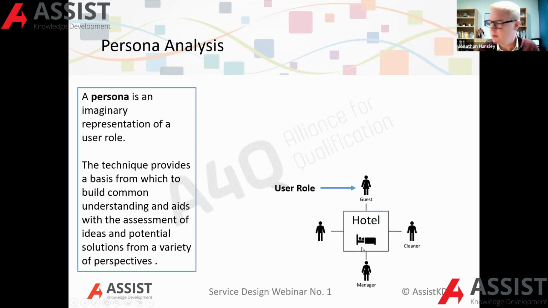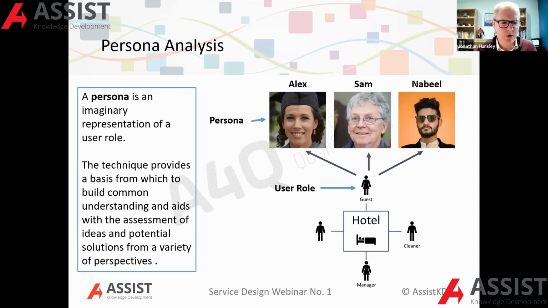So we've got our hotel and we've got the guest that we introduced earlier. And what we're doing here is we're trying to bring this user role to life, and we're giving the user role a name. And you can see the examples of different types of guests here. We've got Alex, Sam, and Nabil. Now, each of these individuals has different wants and needs. They've got different personalities, characteristics, and they may have different goals relative to being a guest. So hopefully that visual of how the two techniques are combined and indeed different is useful for you.